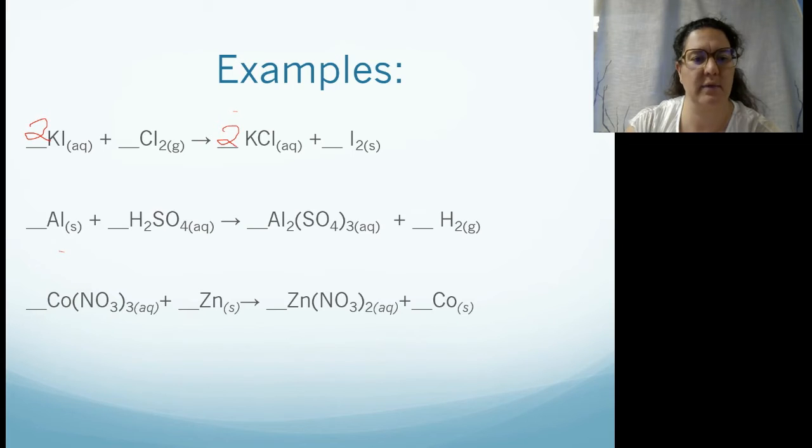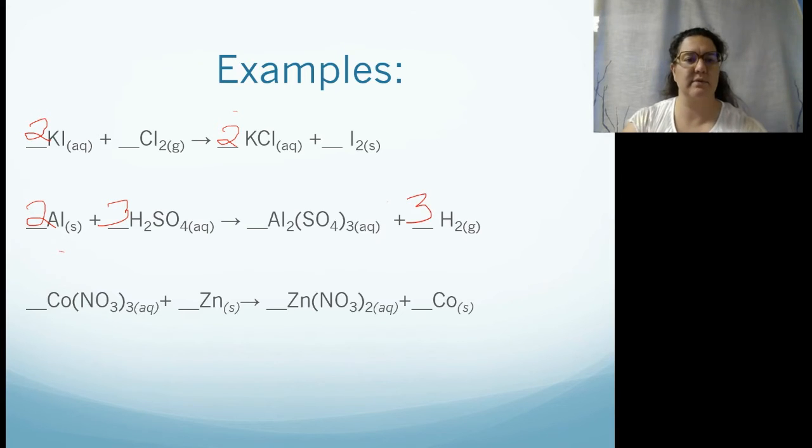Okay, in my second equation, my aluminums. Now I have 2 aluminums on my product, so I need to have 2 aluminums on my reactants. Looking at my polyatomics, I have 3 sulfates, so I need to make 3 sulfates on my reactants. Well, now I have 3 times 2, so 6 hydrogens. So again, 2. I want to put a 3 there to make 6 hydrogens.